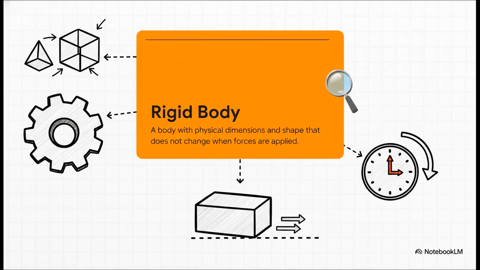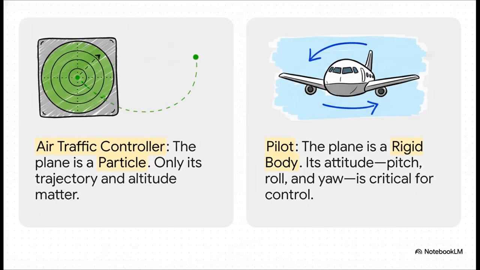Next, we level up the complexity just a bit to the rigid body. Now our object has a real size and a real shape. But, and this is a huge but, we make a major simplifying assumption: that the body does not bend or stretch or change its shape in any way, no matter how hard you push on it. With a rigid body, we suddenly have to care about two things: its location, which is its translation, and its orientation, its rotation.